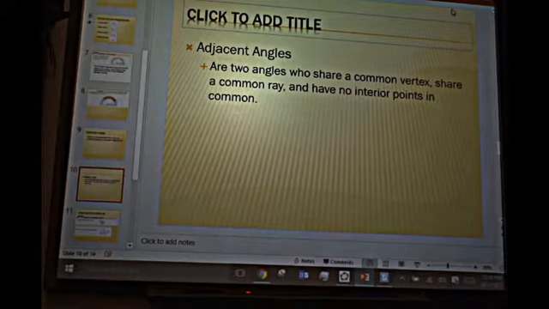So same idea when we talk about angles, but we have to have some mathematical components to it. It says adjacent angles are two angles that share a vertex. We talked about vertices yesterday. They share a common side or a common ray. We talked about yesterday what rays were. And they have no interior points in common.